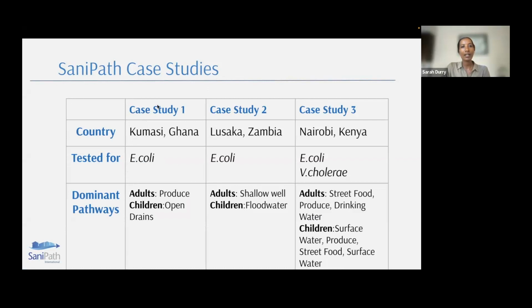And I just wanted to highlight that in the Ghana and Zambia cases, we did the standard methods of testing for E. coli. But in Kenya, we modified and used a SaniPath approach. So still thinking about pathways and behavior and essentially using the SaniPath methods, but also testing for V. cholera using PCR. And I also just wanted to highlight here that you can see the dominant pathways differ usually between adults and children, and you can see that they're also varying across contexts.